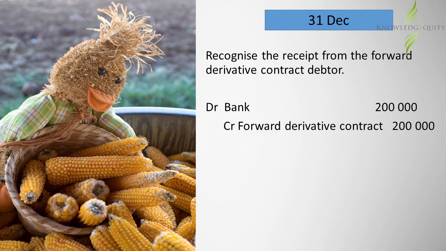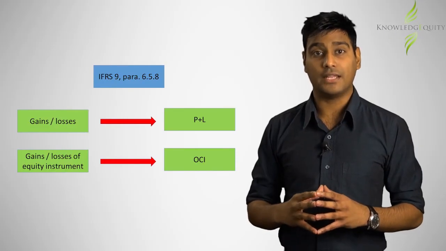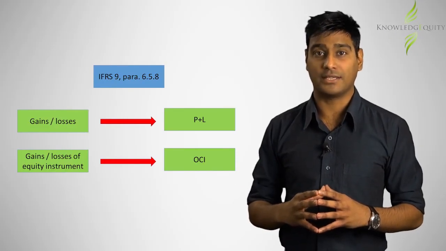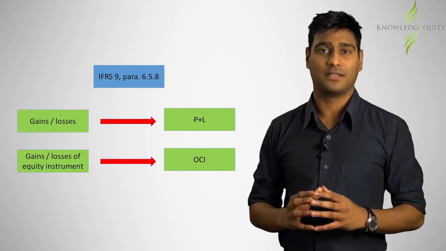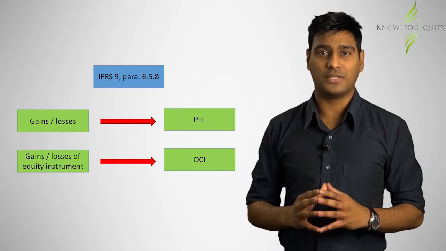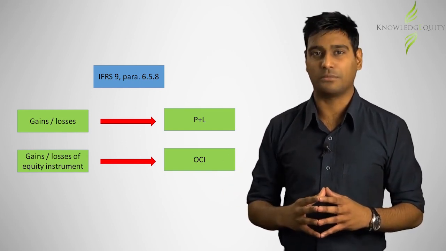To recap, fair value hedges protect against the exposure of fair value changes to recognized assets, liabilities, and unrecognized firm commitments to buy or sell a resource. As a general rule, gains or losses on fair value hedge items and instruments are taken to profit and loss, unless the item being hedged is an equity instrument, in which case the gains or losses are recognized in other comprehensive income.